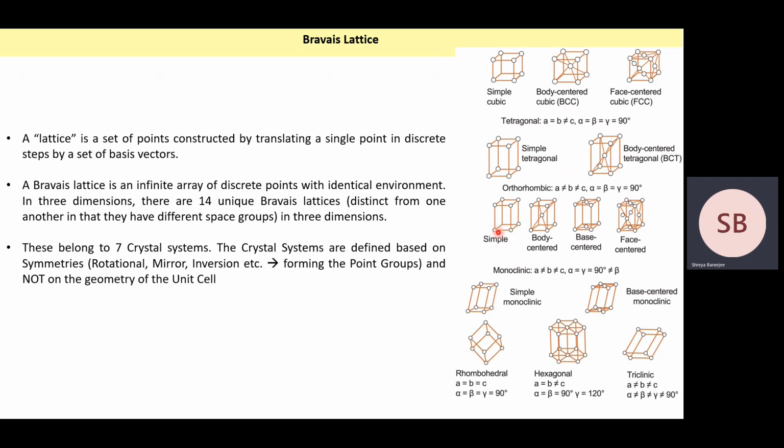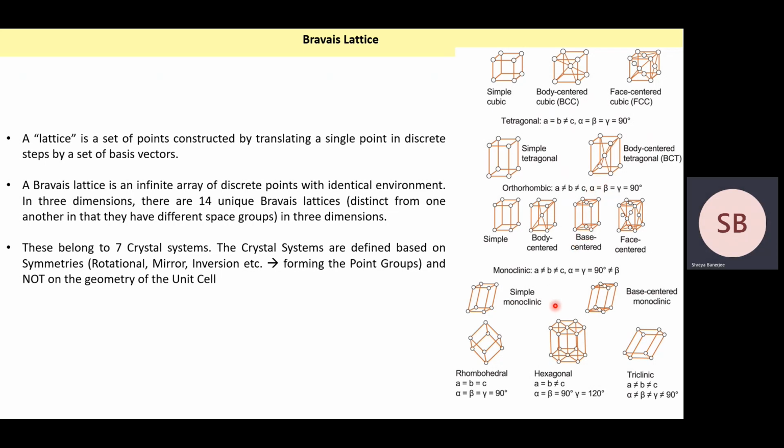And they can be simple, body-centered, face-centered, or base-centered. Base-centered basically means there is an atom at each of the vertices and one atom each on the opposing planes, on one pair of opposing planes.